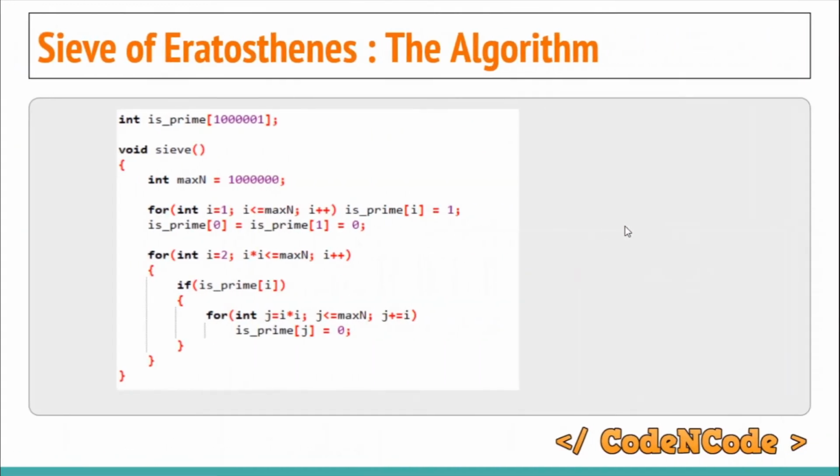So if you look at the implementation of the Sieve, we take an array of size 10 to the power 6, and we define max n as 10 to the power 6. We run a loop from 1 to max n, and we mark all the numbers as 1, that is, we mark them as prime. But since we know 0 and 1 cannot be prime numbers, we mark both of them as 0. The rest are marked as 1. Now we start from 2 and go till the square root of n. So while i squared is less than or equal to max n, that is, i is less than or equal to the square root of n.